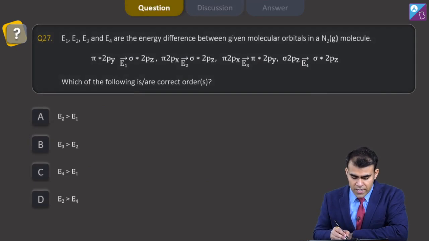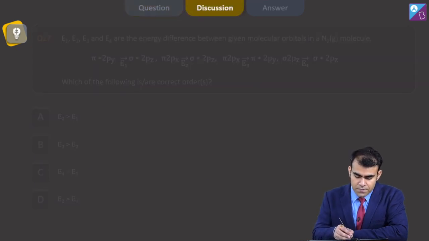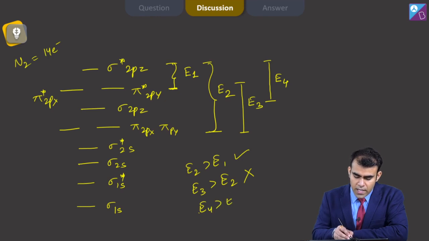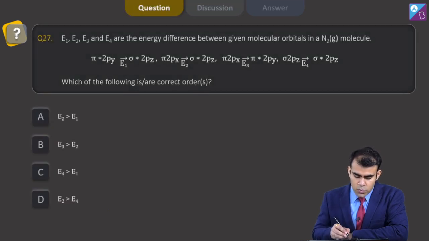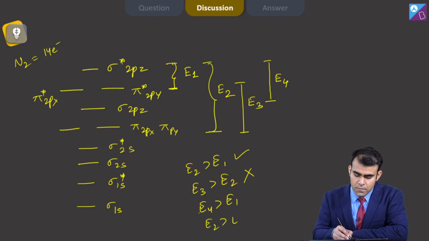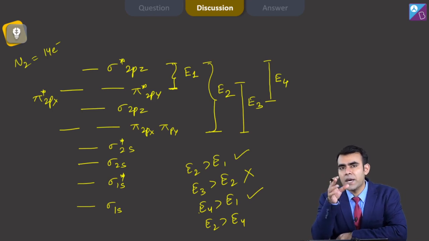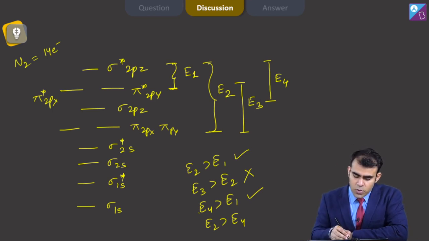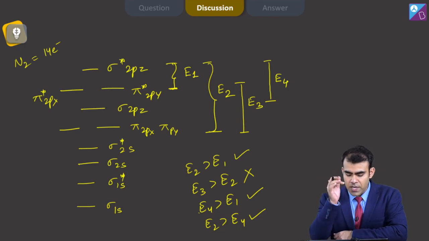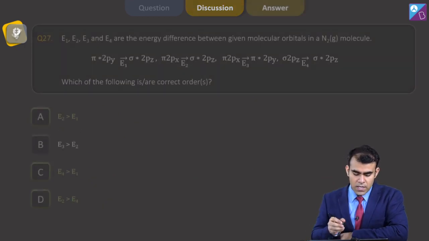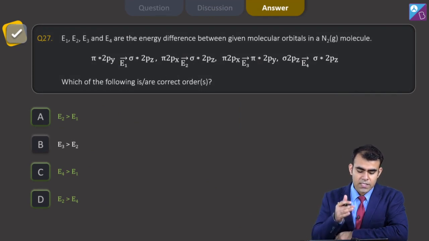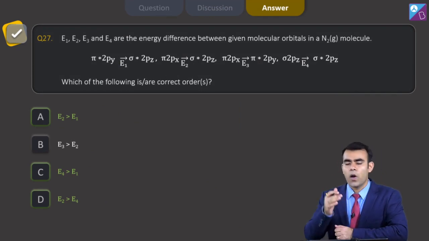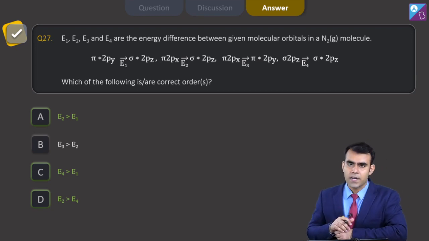Then we have E4 greater than E1 and E2 greater than E4. Now E4 and E1, what is the relationship between them? Yes, E4 is greater than E1. This is correct. And we can see that E2 has maximum energy in these transitions, so yes, E2 is greater than E4. So my first, third and fourth options are correct here. The answer is A, C and D. Only option B is incorrect.